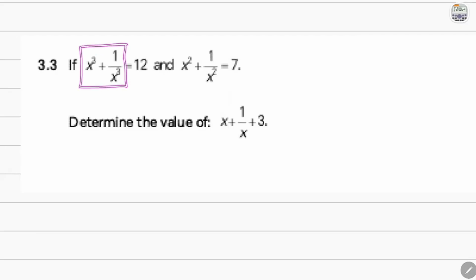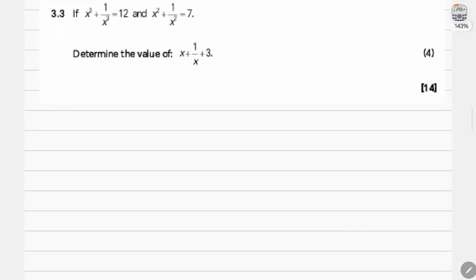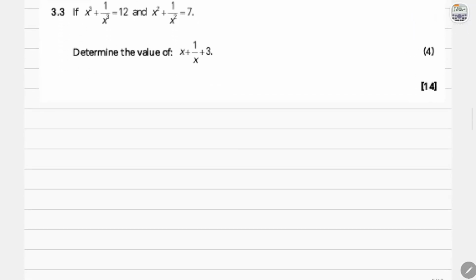This one is actually better to start with because we have cubes. We have x to the power of 3 and 1 over x to the power of 3. These numbers are cube numbers. Remember that you would have learned the sum and difference of two cubes.